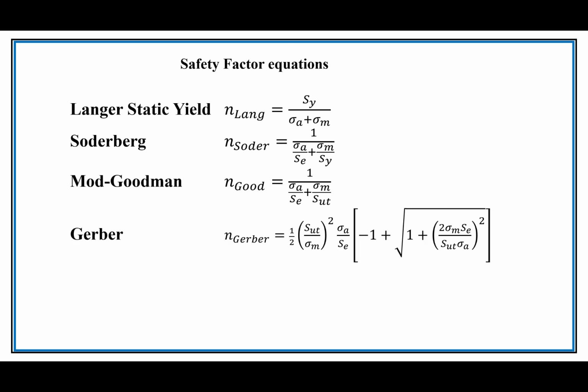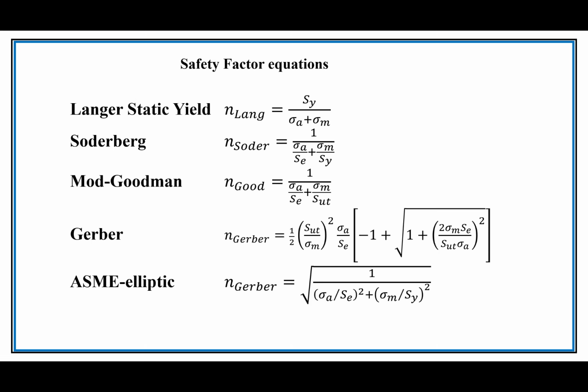Then we've already put in the Gerber. It's a longer equation right there, and we're basically just curve fitting. And then an easier but same concept for the ASME elliptic. And I don't know why they don't just put the ultimate in there. I'm not sure what that would necessarily look like and why that would cause trouble, but the Gerber is a little bit more complicated than the ASME elliptic.